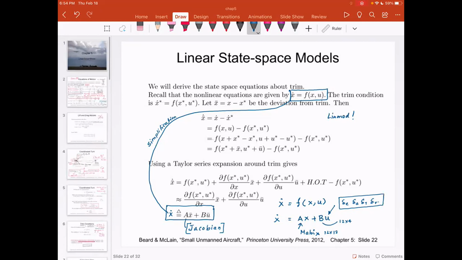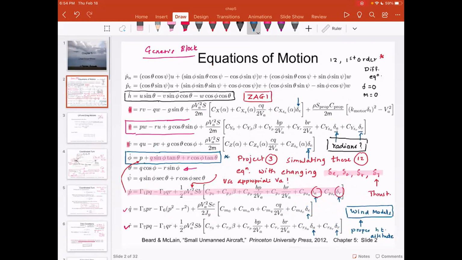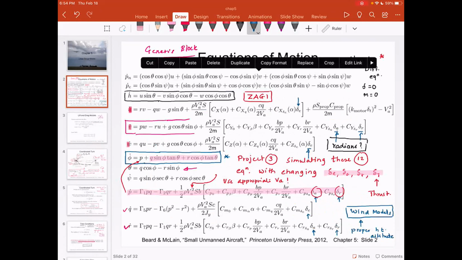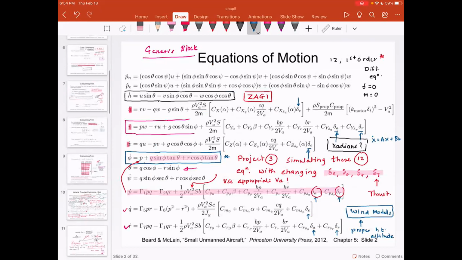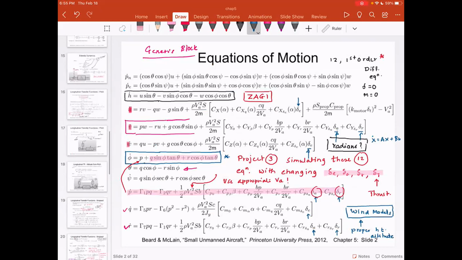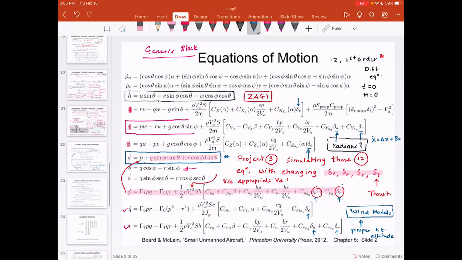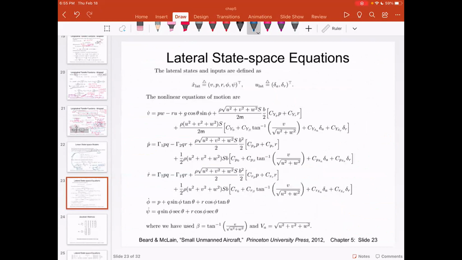So these equations are 12 state equations, and I want to write them in the form of x dot equal to Ax plus Bu. That is my whole purpose. So let's start with these equations. We start with these super complicated equations.